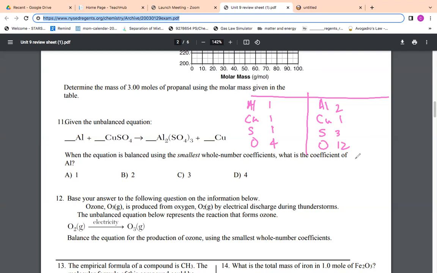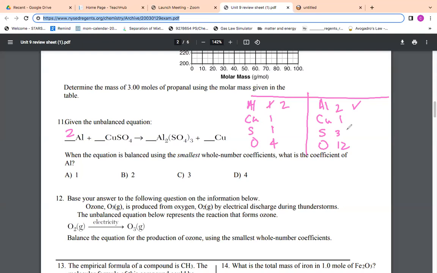So what I'm going to try and do is just fix my aluminums first. So I'm going to put a 2 there. But again, I can't just assume that the answer is going to be 2. I have to balance the entire thing and make sure that later on I'm not going to have to change this coefficient. So now I've changed aluminum to 2. And for now, aluminum is balanced.